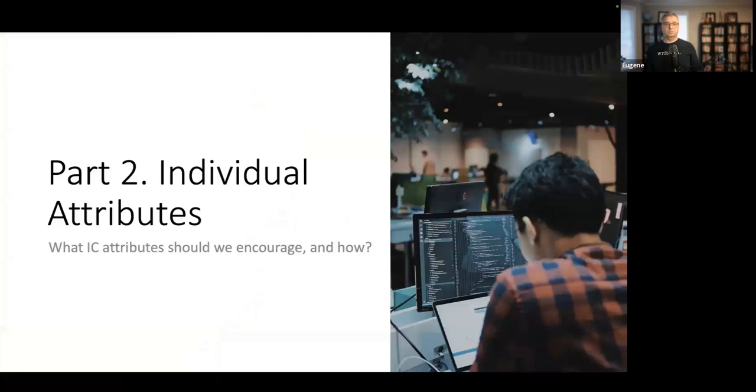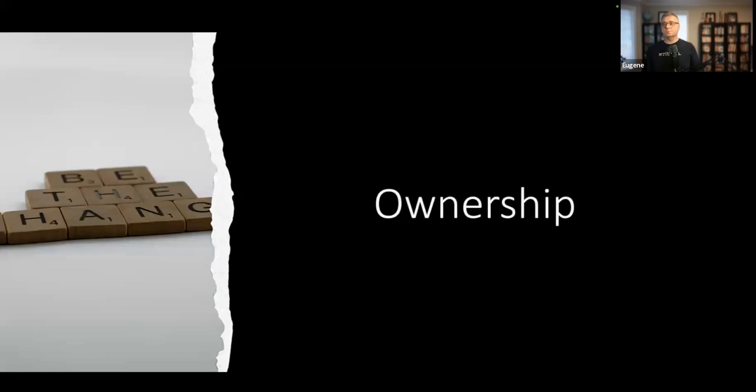So let's talk about individual attributes. What individual attributes should we encourage and how do we do it? The first one, and the most important by far, is ownership. I'll talk about this a little bit later, but basically ownership is the concept that when a developer works on something, they understand the business implications of what they're doing. They're not simply performing a task, but they're solving a business problem. They own the business problem they're implementing. If your team doesn't do this, it's time to go and have that conversation: this thing I'm doing, why am I doing it?